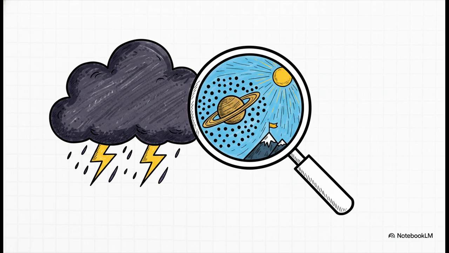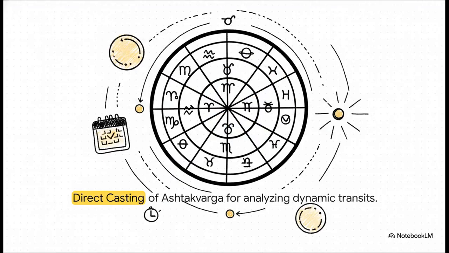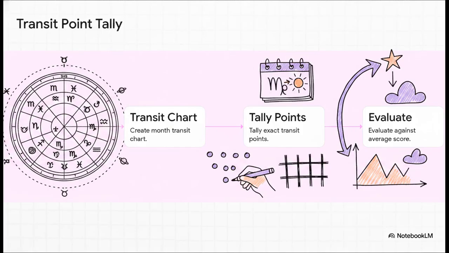And we can apply this dynamically all the time by mapping where the planets are in the sky right now directly onto your base Ashtakvarga chart. We aren't just predicting big, decades-long phases, we're predicting specific months or even days. Want to know if next month is going to be lucky? Experts like VP Goyal give us a super clear method.